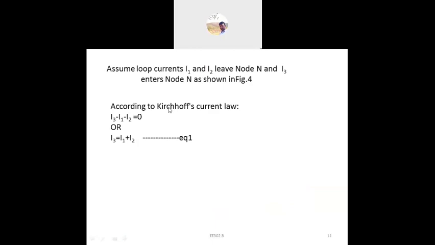So according to Kirchhoff's law, at the node point, the algebraic sum of all the currents is equal to 0. That is the direction we are giving at the node point. At node N, I1 is going out, I2 is going out, but I3 is coming in like this, you can see.